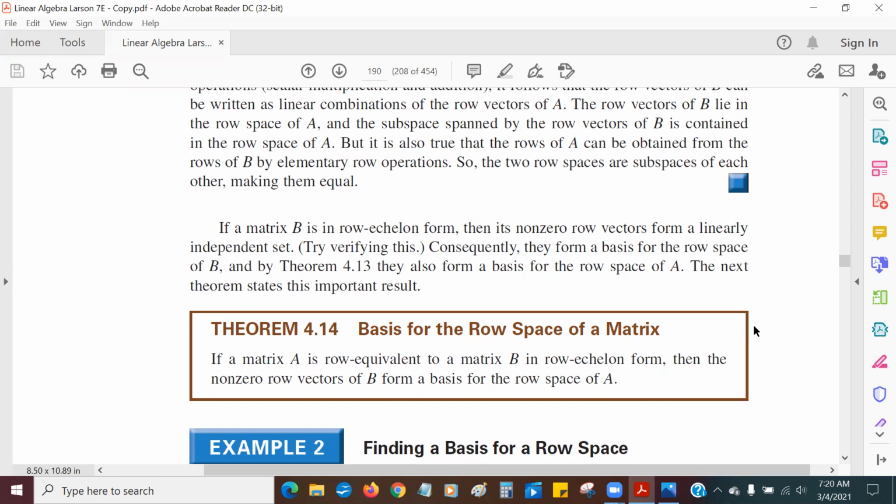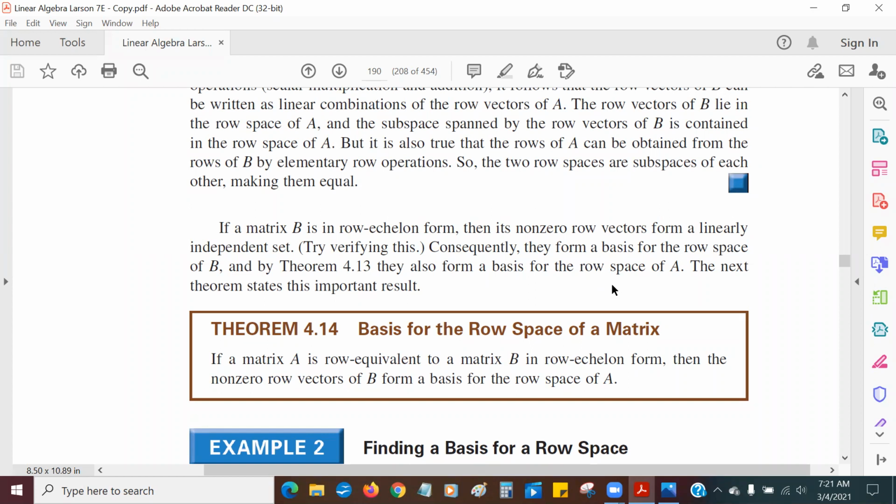But there are some rows that were impossible to turn into zero. Well, if it was impossible to turn those rows into zero, it must be that they were linearly independent of all the other rows. So the non-zero rows are the survivors, and they survived because they were linearly independent of the other rows. So the non-zero rows are all going to be linearly independent, which means they're going to form a basis for the row space of A.